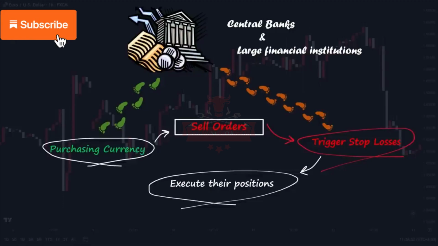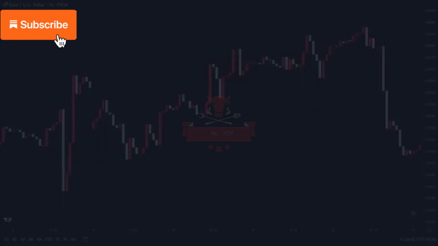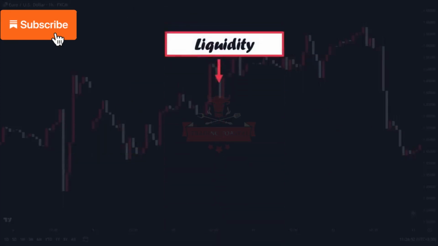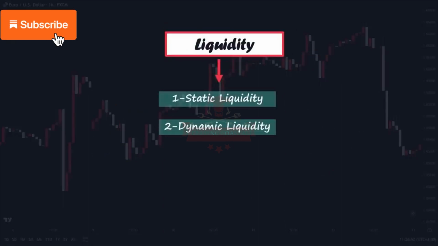To survive and thrive as a profitable trader, it is crucial to identify liquidity on the chart. These areas, where significant volumes of orders are present, can provide insights into market dynamics and help prevent substantial losses. Liquidity can be classified into two distinct types: static liquidity and dynamic liquidity. Let's have a brief explanation of both of them.